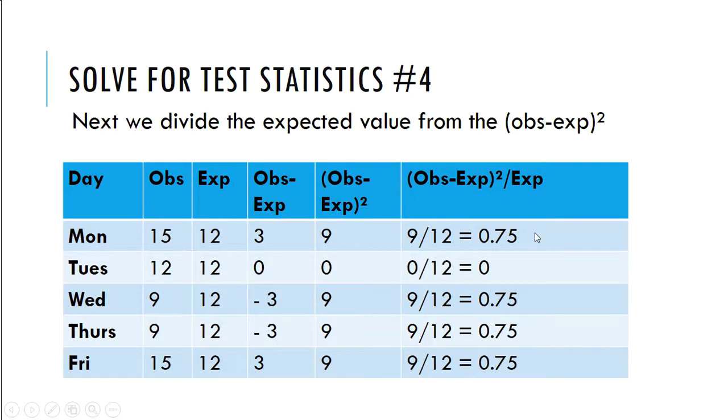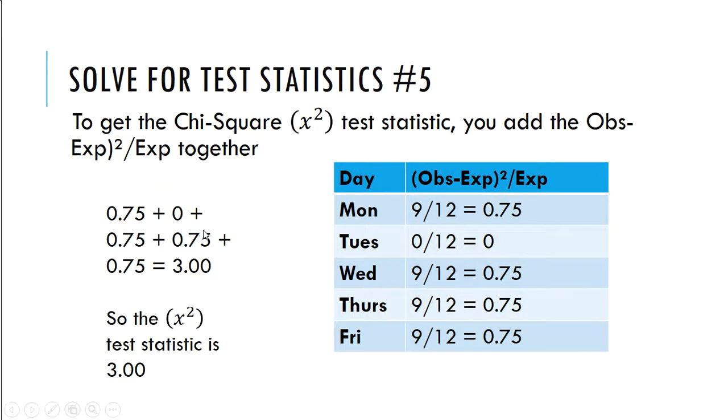So now I'm going to do it. I've got to take my observed minus my expected and divide by my expected. See, I told you, you don't want to do this by hand. So 9 divided by 12 is 0.75. 0 divided by 12 is 0. 9 divided by 12 is 0.75. So you see what's happening now is I'm starting to get my test statistic. And the next step is to add them all together.